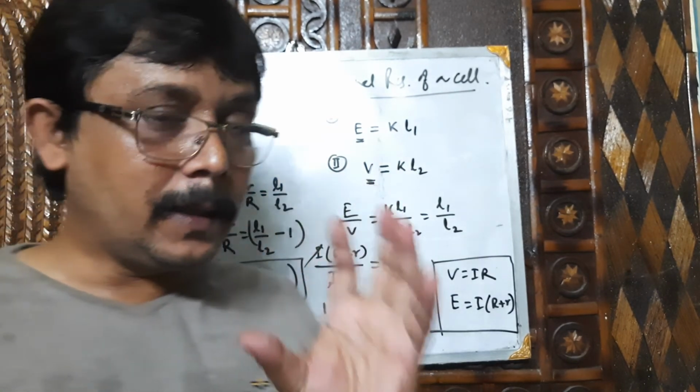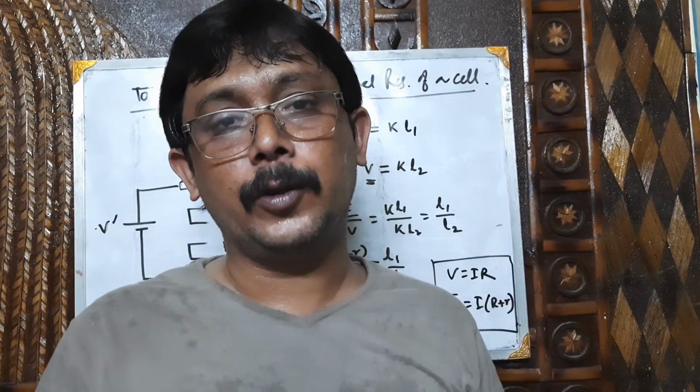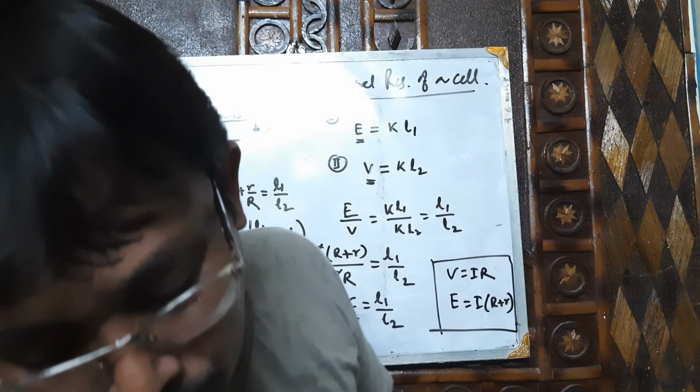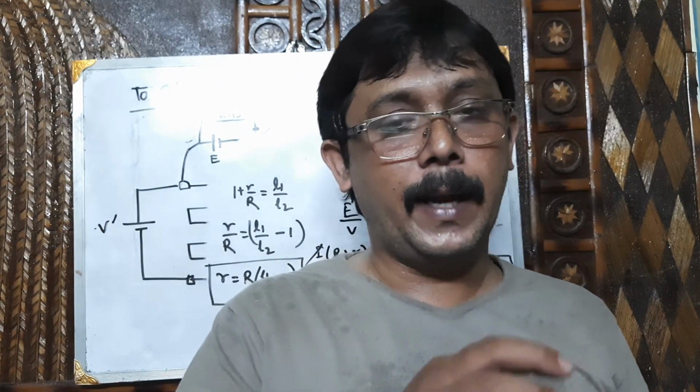So the internal resistance is simply the resistance given by the electrolyte, and that can be measured with the help of the potentiometer. Okay, so this is about the potentiometer. It is simply like a voltmeter, but accurately you can measure the EMF and the voltage both.